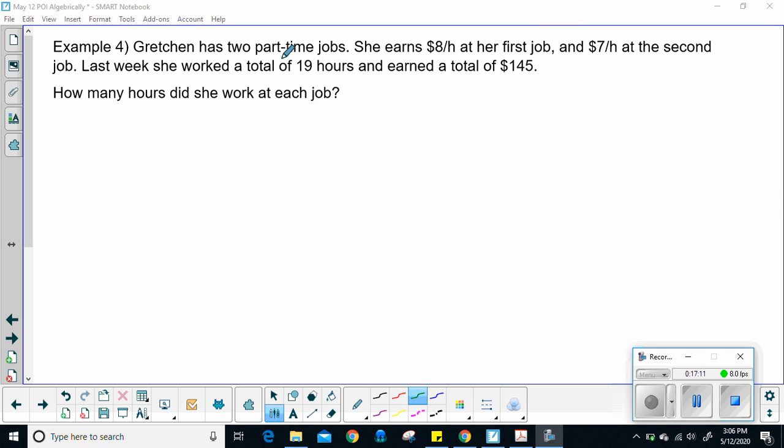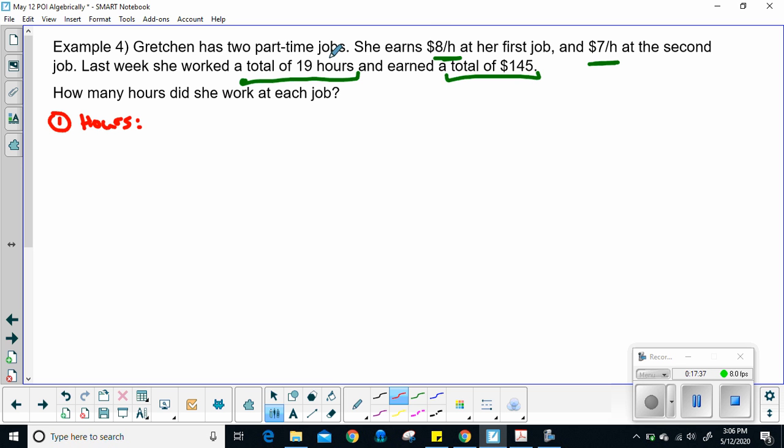Gretchen has 2 part-time jobs. She earns $8 per hour at her first job and $7 per hour at the second job. Last week, she worked a total of 19 hours and earned a total of $145. How many hours did she work at each job? So these two different totals are going to give me 2 different equations. So equation 1 is going to be based on her hours.